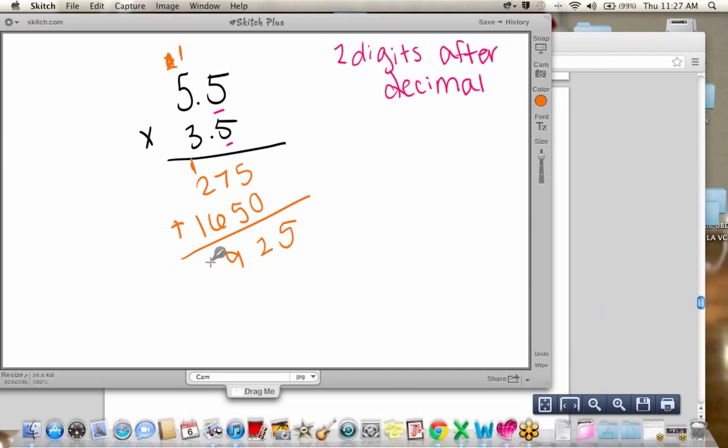Good. And like I said earlier, in the problem there were 2 digits that came after the decimal, so there will be 2 digits after the decimal in my answer. See, 1, 2. So what's my answer? 19.25.